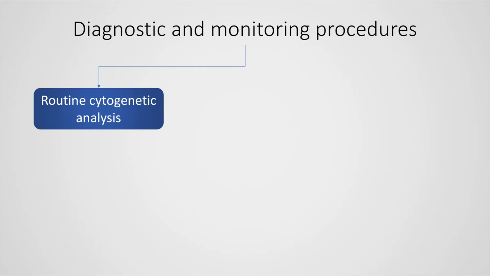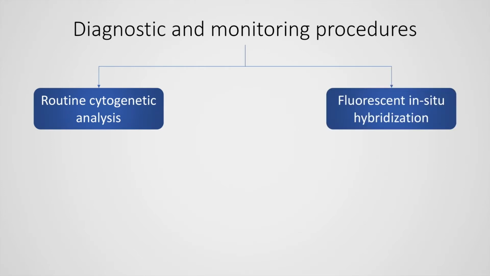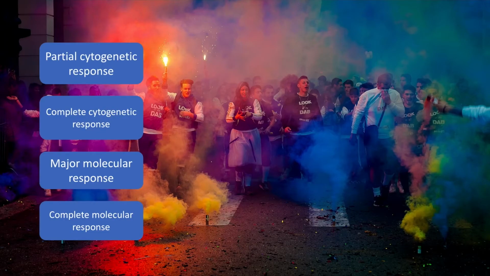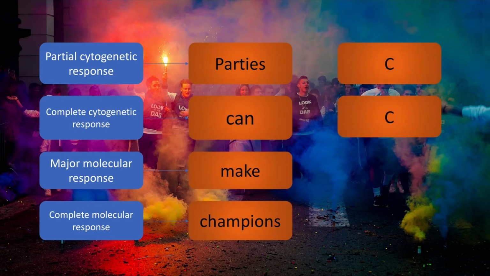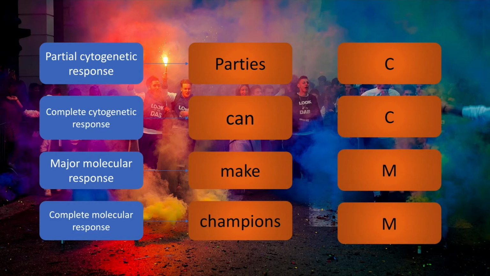Let's discuss the diagnostic and monitoring procedures in chronic myeloid leukemia. We can either use a routine cytogenetic analysis or fluorescent in situ hybridization, or FISH, procedure. Therefore, there are 4 headings which we need to remember: partial cytogenetic response, complete cytogenetic response, major molecular response, and complete molecular response. A mnemonic to remember this is "parties can make champions," with CC with the first 2 and M with the later 2.